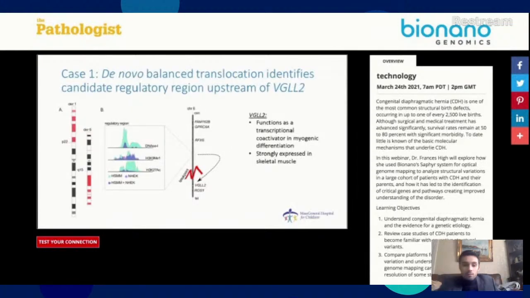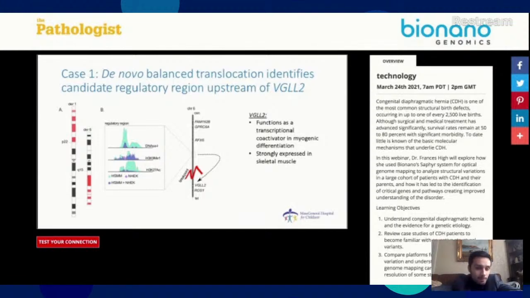So I'm just going to jump into talking about some of the cases to highlight nicely some of the ways in which you could use the Bionano technology to study specific types of variants. So I have a total of 7 cases to go through. This is the first case.